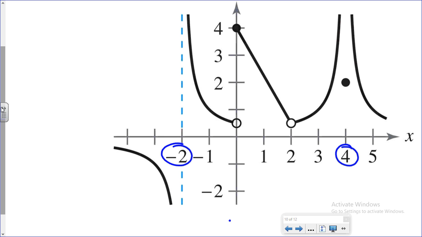Pod 2, is there another one? 0. Why? We're approaching two different ways. It kind of looks like a jump, right? Here we are, and we have to jump up here. We're approaching two different values. The limit doesn't exist. Okay, and that should take care of it. Those are the three places.